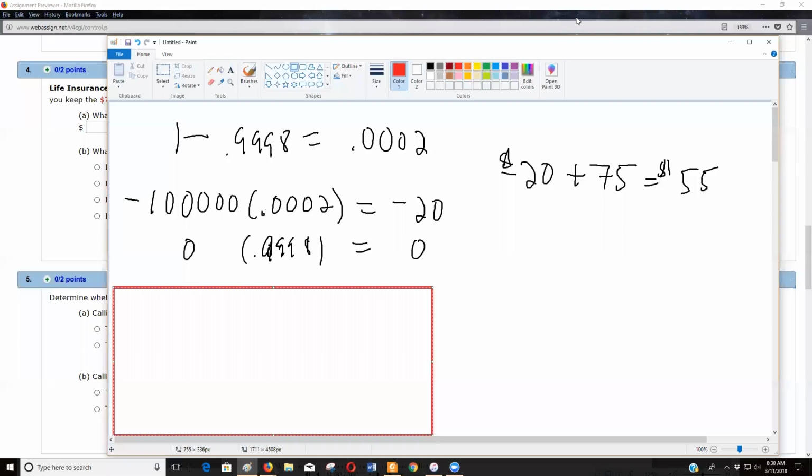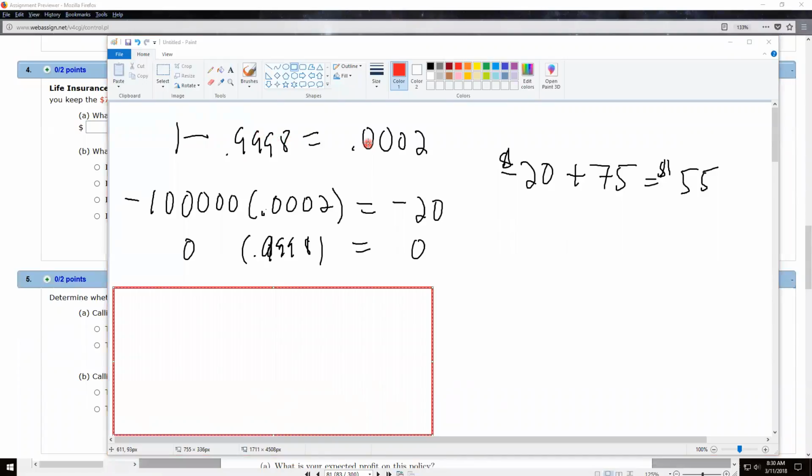Let me get a pointer going here. We're going to take 1 minus the probability that he'll live, and then if he dies, the company's going to have to pay out $100,000. I wrote that as a negative, times the probability of that happening, which will be negative $20 from their perspective. If he doesn't die, they pay out 0, times that probability, and that's 0, of course. We add those two together, and in the long run, they're going to expect to pay out $20 for every one of these policies they sell to 55-year-old men.